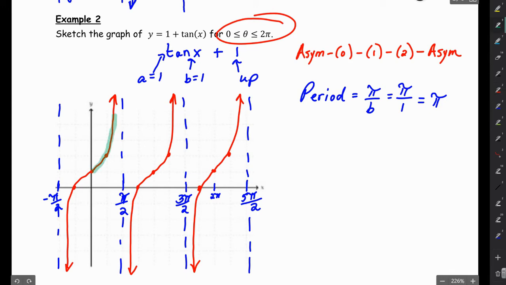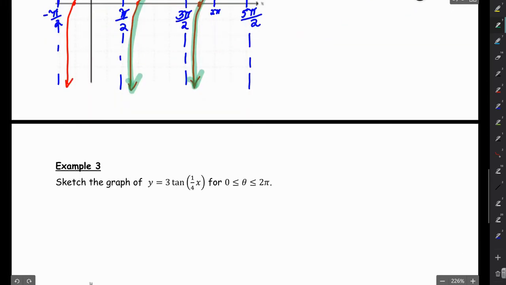So this is the part of the graph that I would include because I'm only going from 0 to 2 pi. Sometimes it's just helpful to start sketching it and then go back and look at what your boundaries are and either erase or highlight within those boundaries. All right, so that's it for example 2. Let's go to example 3.